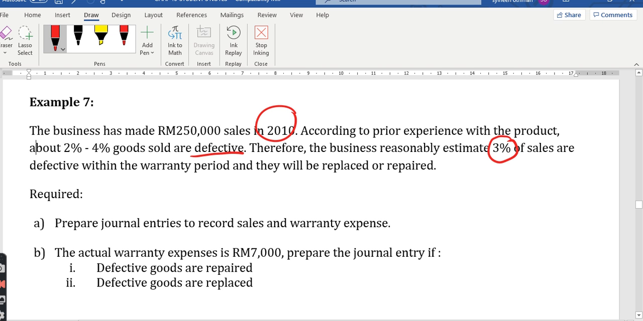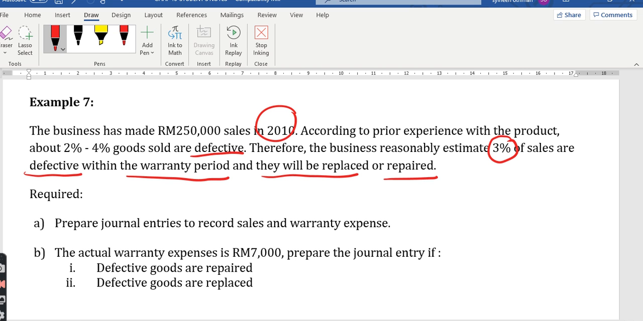So that 3% will be excluded from your sales amount, because the amount of money will be used to replace the defective goods within the warranty period. The warranty period is usually not long, within 30 days until 12 months, something like that. When the customer returns the goods to you, the item will either be repaired or replaced. So the amount of your sales will be reduced. So you need to prepare journal entries to record sales and warranty expense.